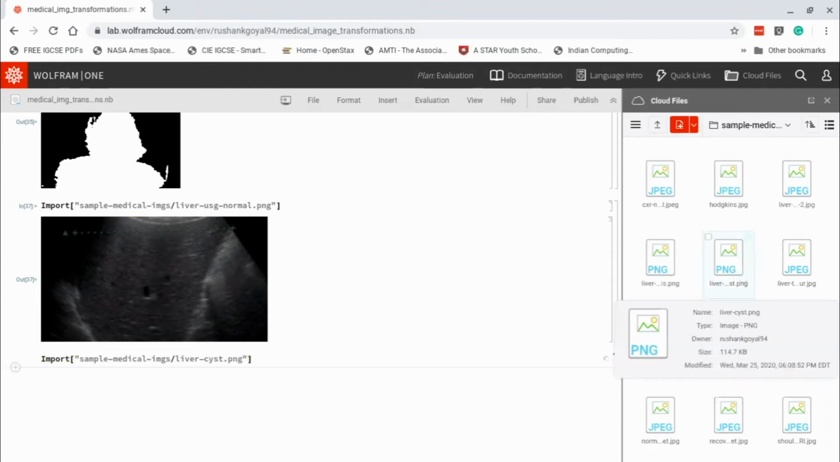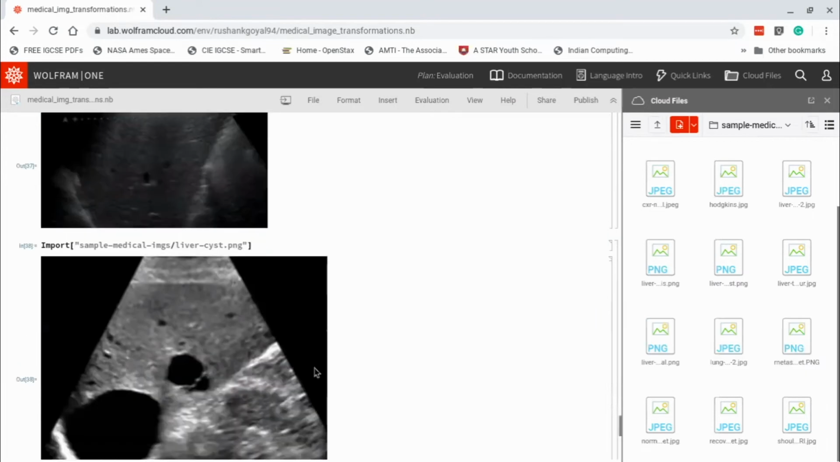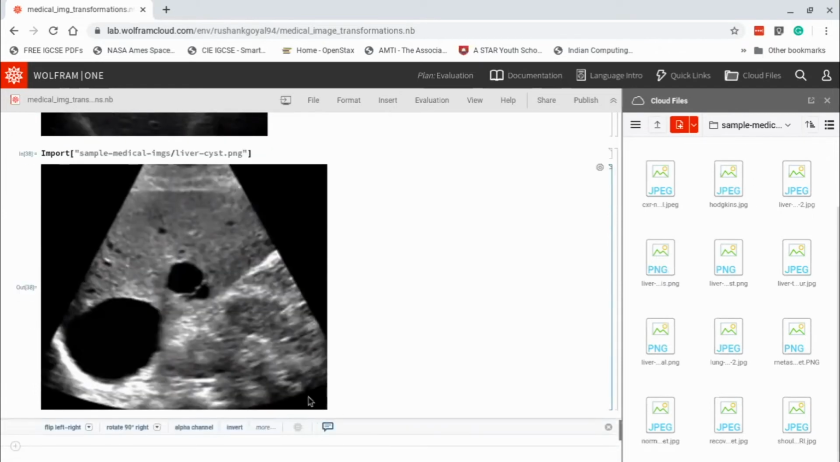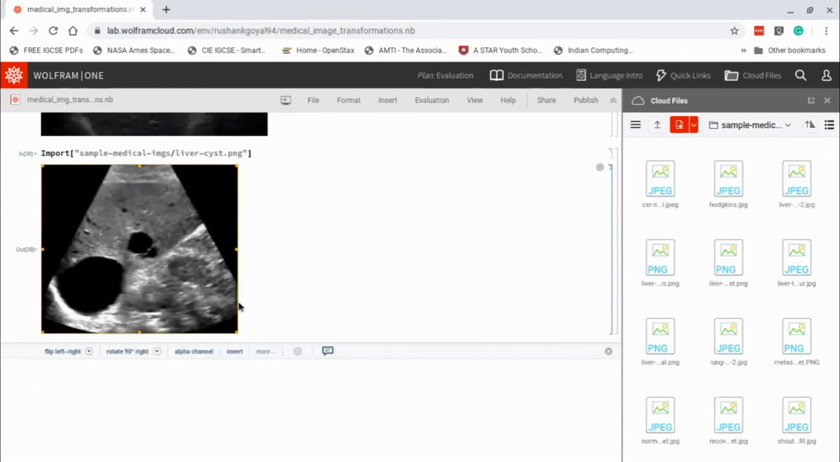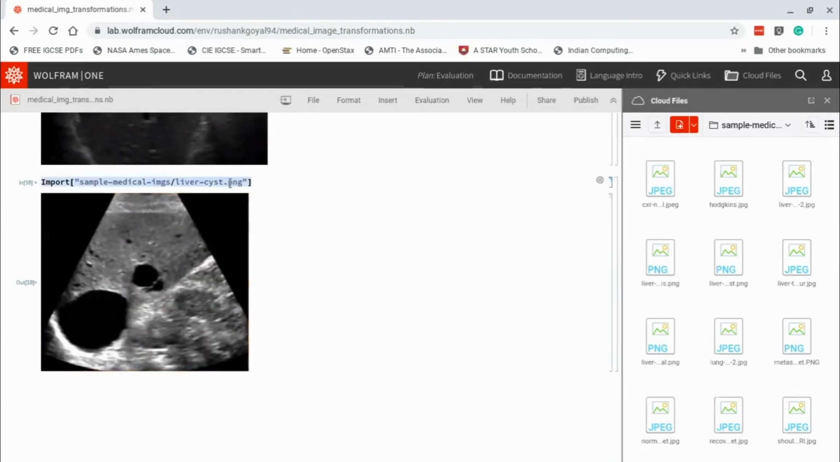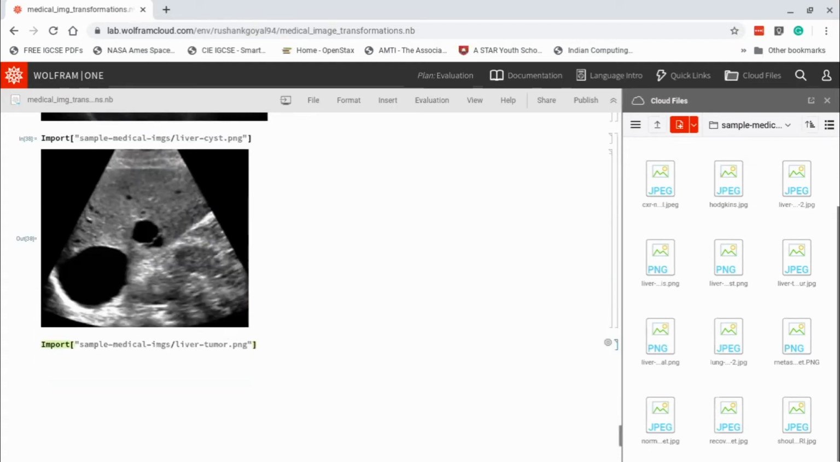Okay, liver cyst. This image, as you can see, is quite different. So there's basically a cyst, an outgrowth in the liver. And there are some other images of a tumor. I'll just put them here.